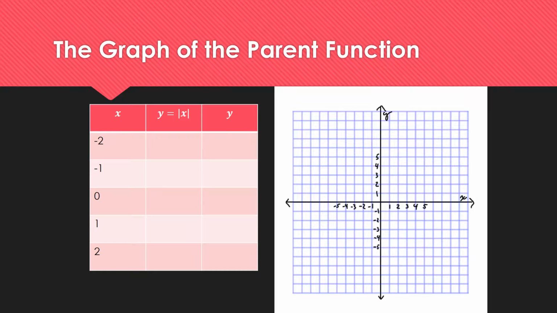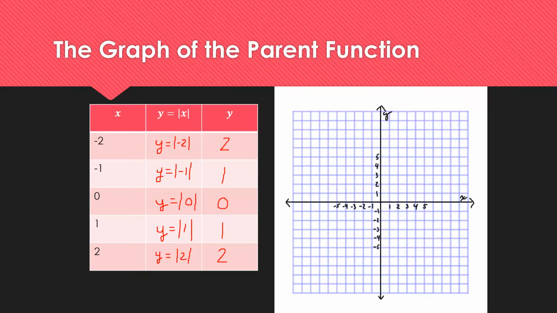So let's take a look at the graph of the parent function. Take a look at my chart to the right, and we have graphed these types of functions before using the chart method. We did this last chapter. So let's use the chart method and figure out the graph of the parent function.